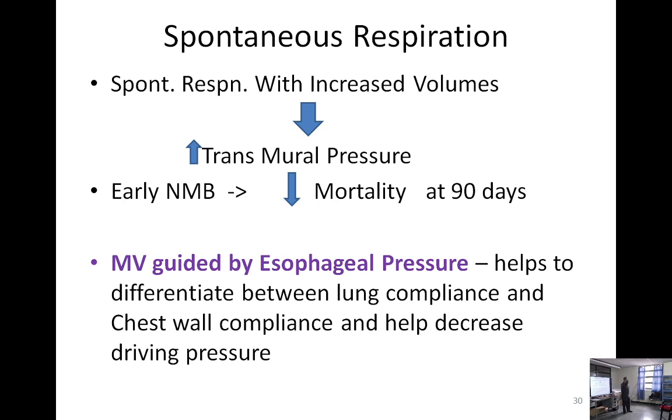So we use esophageal pressure monitoring. Again, your ventilator downstairs can do esophageal pressure monitoring, which gives us also transmural pressure. But it is a very complicated method. It is expensive also. About 14,000. Last year 48,000.